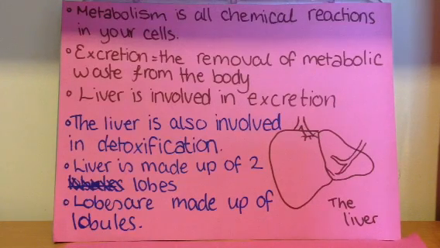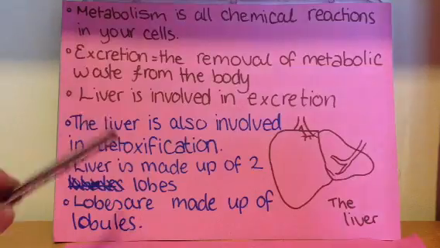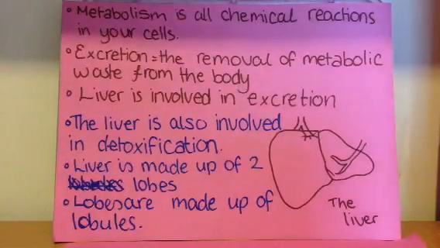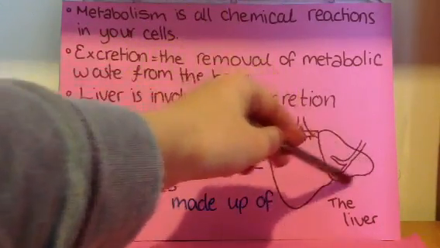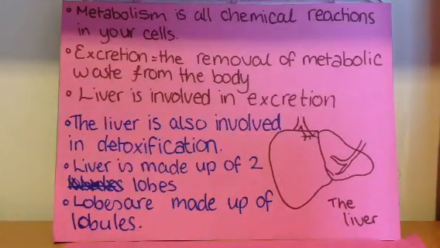The liver is also involved in detoxification, and detoxification is an important word, and it means the conversion of toxic molecules into less toxic or non-toxic molecules. So the liver is made up of two lobes. There's one lobe there, and there's the other lobe there, and it is separated. The lobes are made up of lobules.